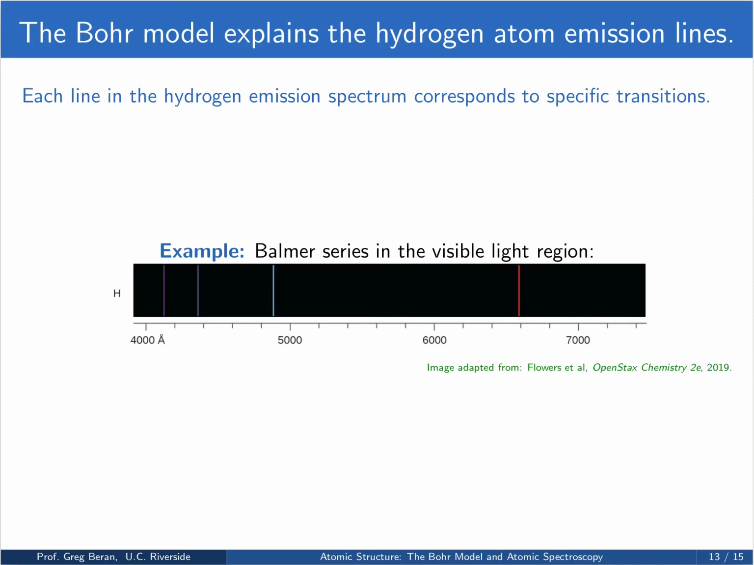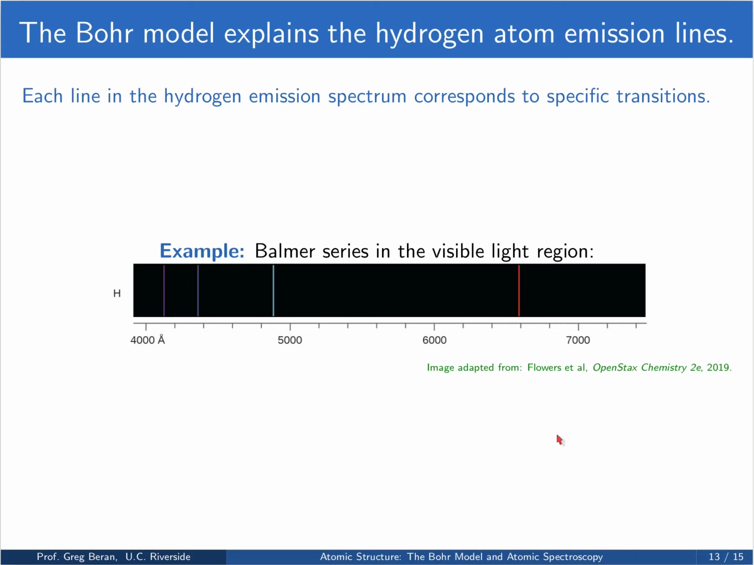Now that we understand how transitions between the orbits work, let's look at how we can use the Bohr model to explain the hydrogen atom emission lines that are observed experimentally. Each one of these lines observed in the emission spectrum corresponds to a specific transition between two orbits. There are a number of series depending on which part of the electromagnetic spectrum you look at, and they've each been given names based on the person who discovered them. For example, the Balmer series is the name given to the set of transitions that occur in the visible light region.